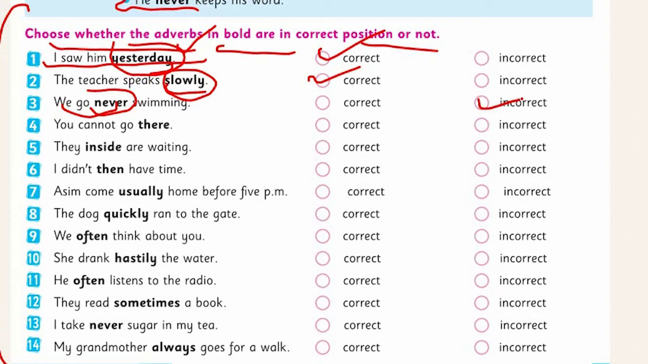The fourth one here. You cannot go there. अब there क्या है आपका? Adverb of place है. End में है. So, it is in the right position here. This is correct. And the fifth one, they inside are waiting. This sentence makes no sense. कोई sense ही नहीं बन रही. They inside are waiting. They are waiting inside. Inside आपका यहाँ end में आ जाएगा. So this position of adverb is incorrect.